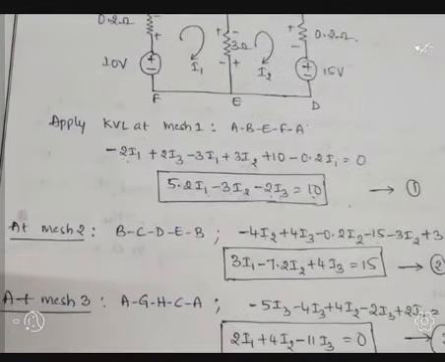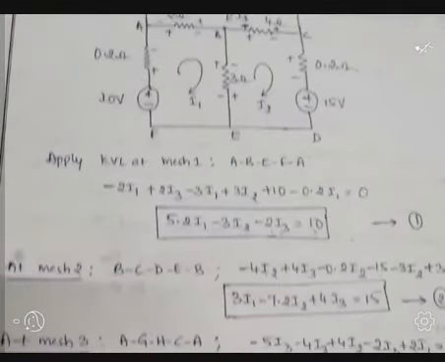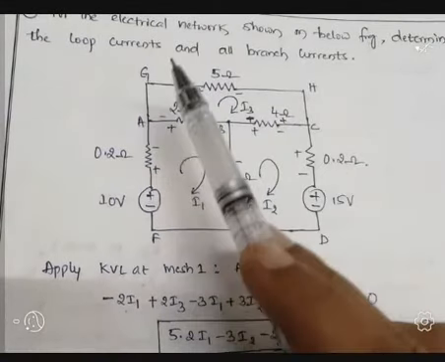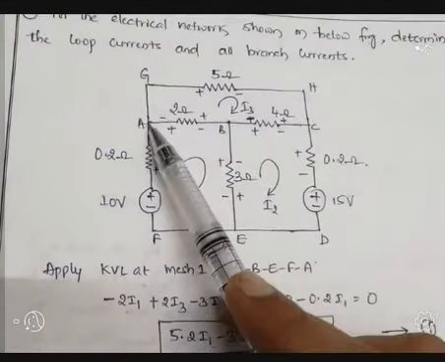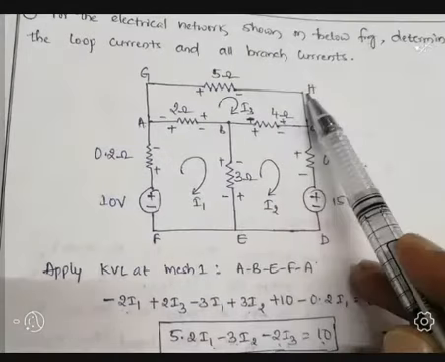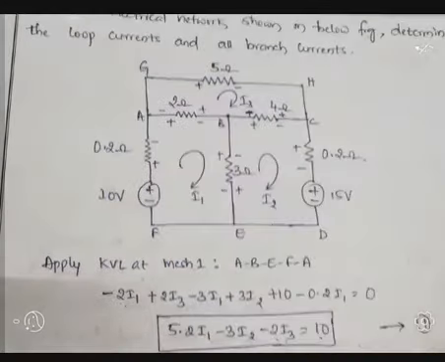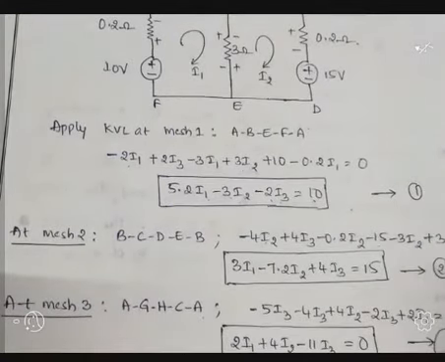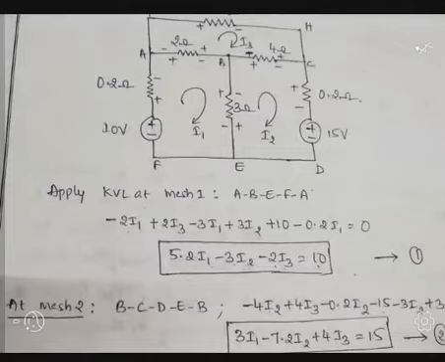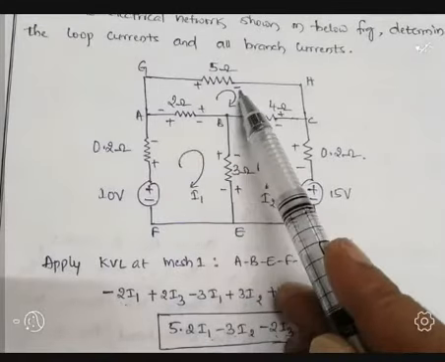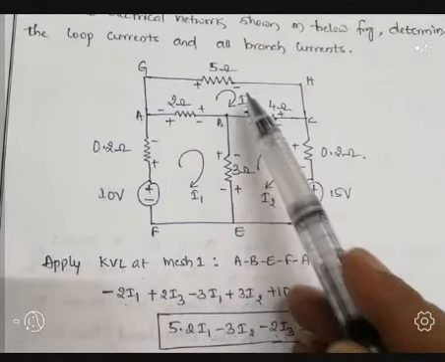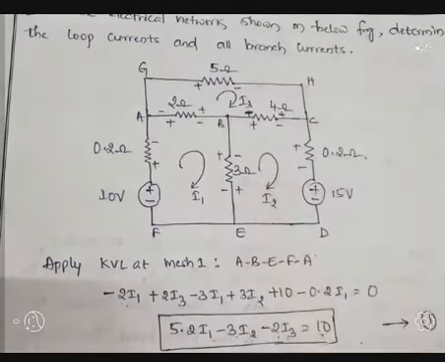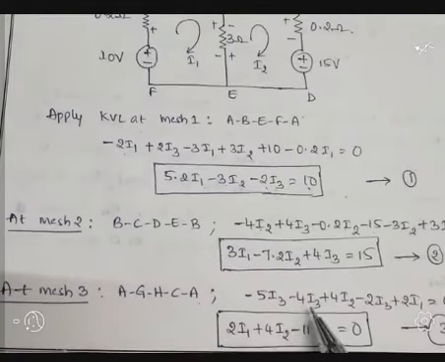Now, similarly go for loop number 3, that is G, H, C, B, A, G. Or we can take it like this, A, G, H, C, B, A. So I have taken the third loop, A, G, H, C, A. Apply the KVL to this loop: minus 5i3, coming to here minus 4i3.